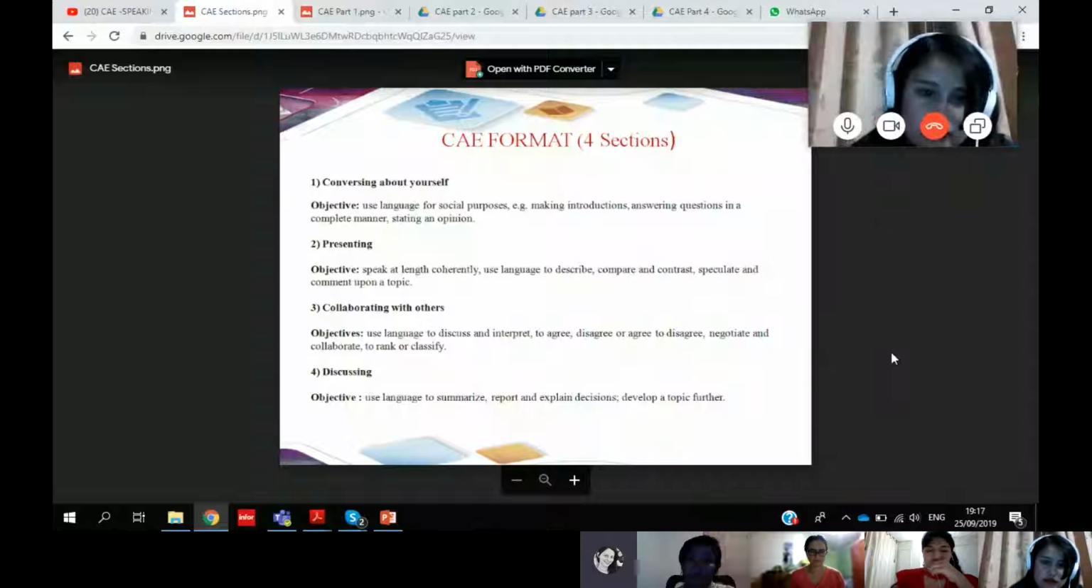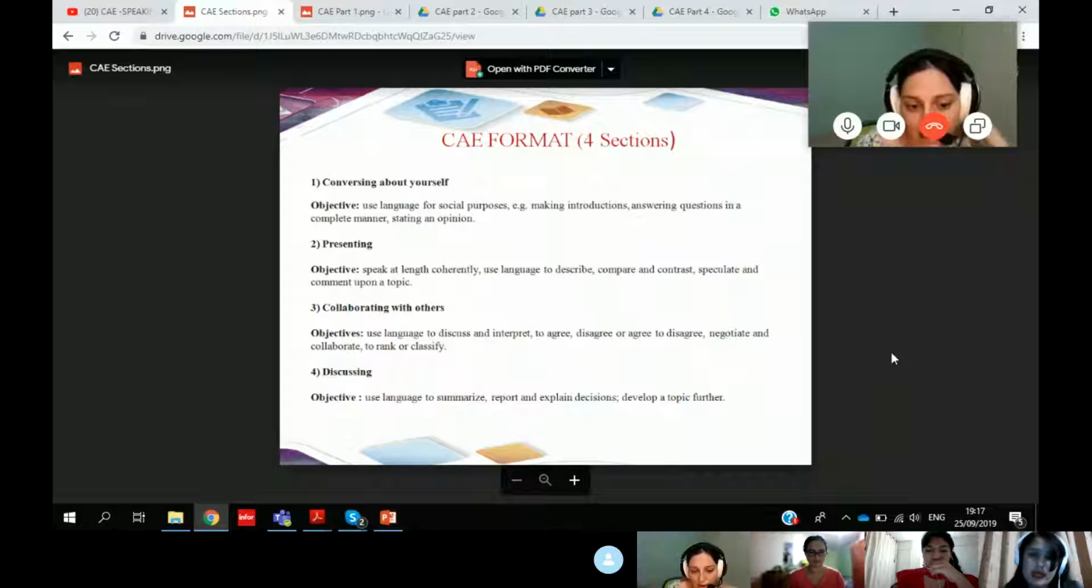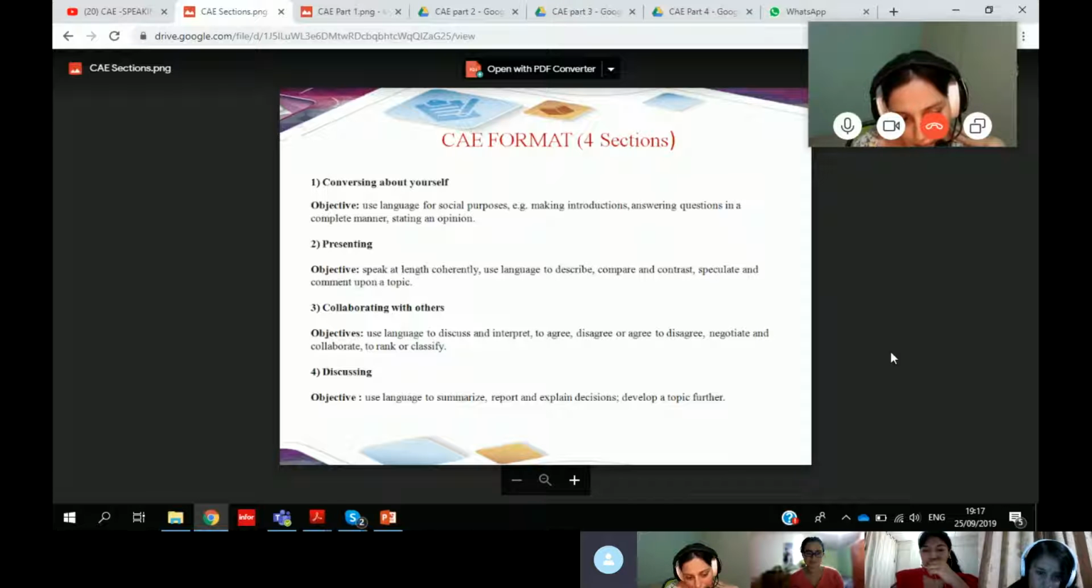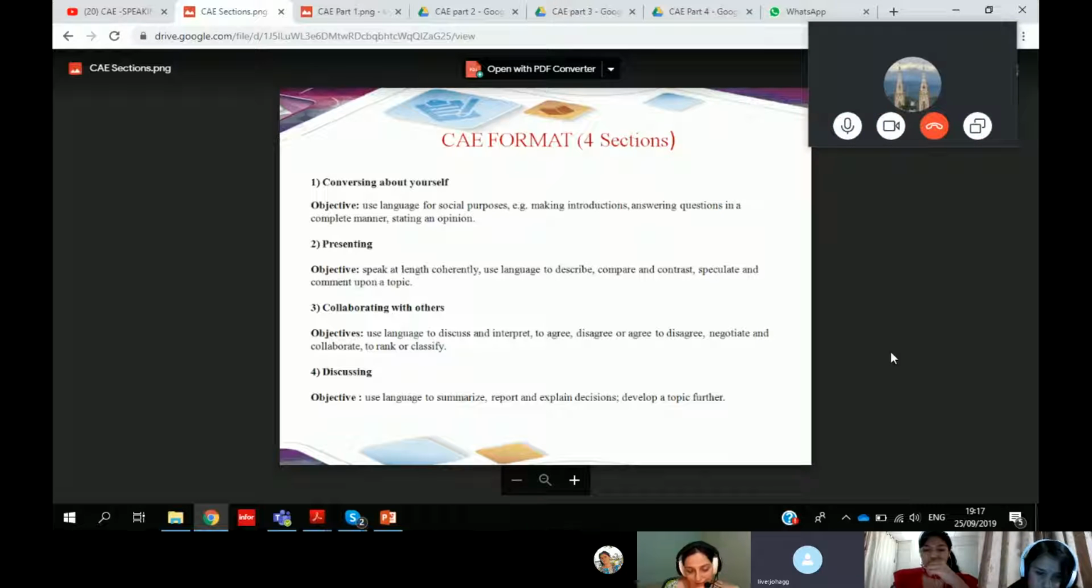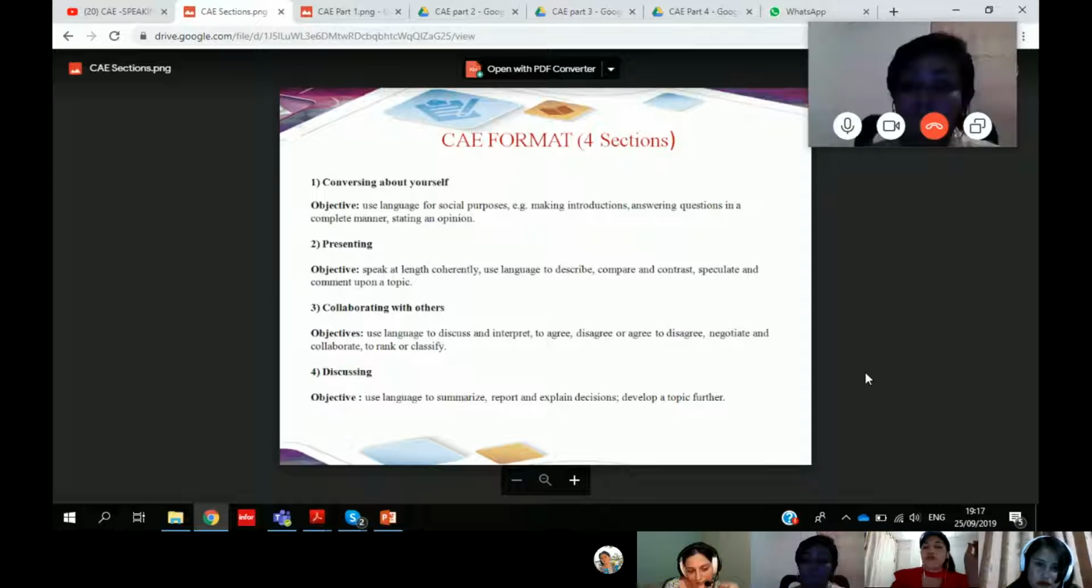Mafe, number 3, please. Collaborating with others. Use language to discuss and interpret, to agree, disagree, or agree to disagree, negotiate, and collaborate to rank or classify. Perfect. And Joanna, please, number 4. Discussing. Objective: use language to summarize, report, and explain decisions, develop a topic further. Okay, perfect. This is the objective of each part.